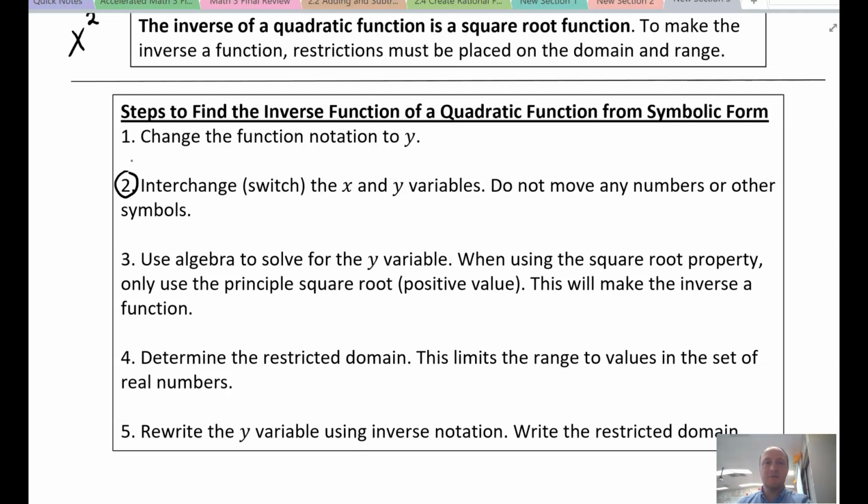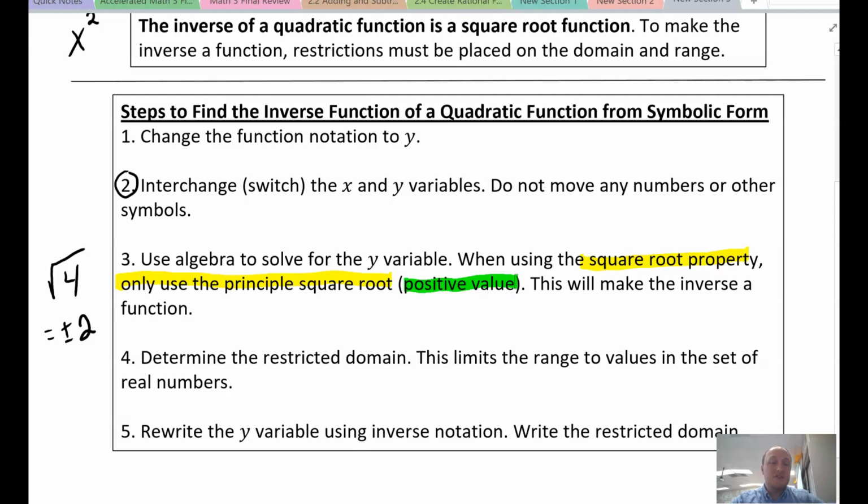This is important when you use the square root property. When I take the square root, we are only going to use the principal square root. What does that mean? When I take the square root of, for example, 4, I know that this answer is plus or minus 2. We're only going to take the principal square root, the positive value. This will make an inverse function.